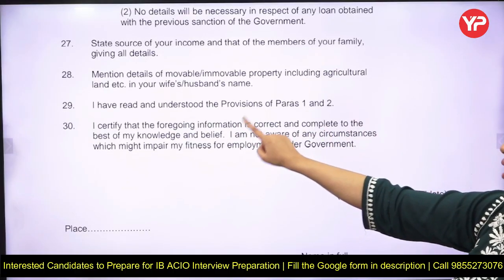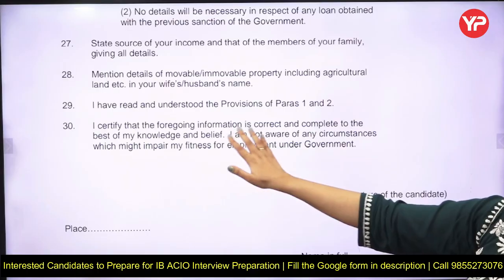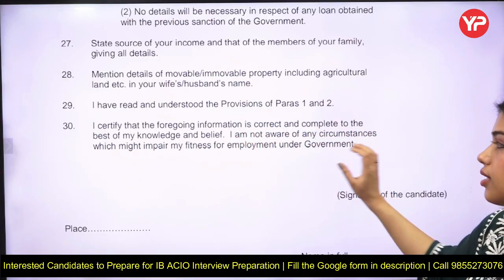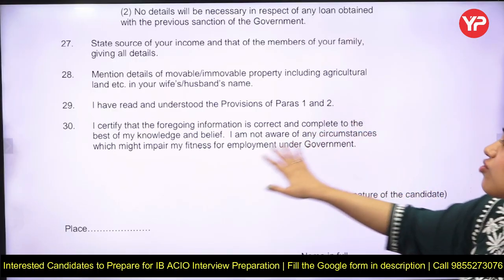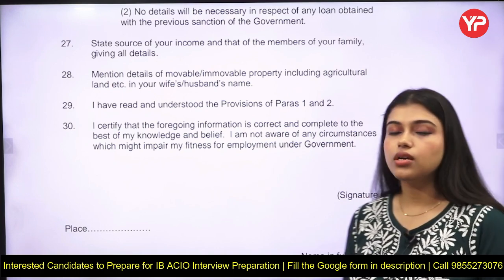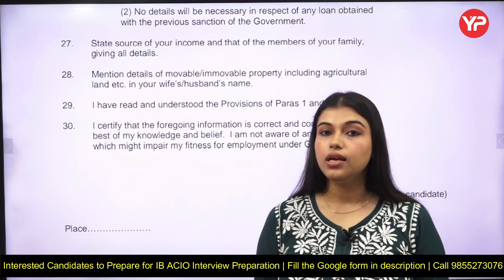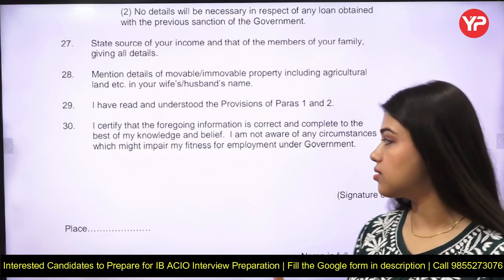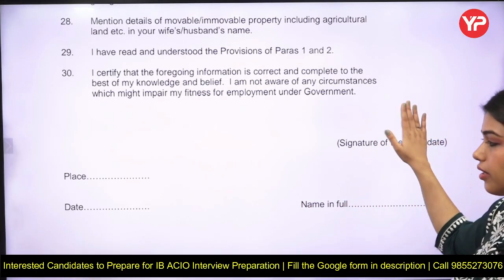Next: I have read and understood the provisions of paras 1 and 2. You have to say yes. I certify that the foregoing information is current and complete to the best of my knowledge. It is the consent that you are going to sign. I am not aware of any circumstance which might impair my fitness for employment under government. This last point certifies that everything you have filled in the form is absolutely correct, and that nothing is falsified under any circumstances. You have to write place, date, name in full, and signature of the candidate.